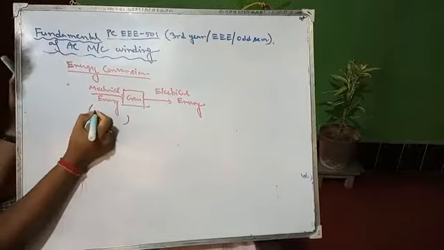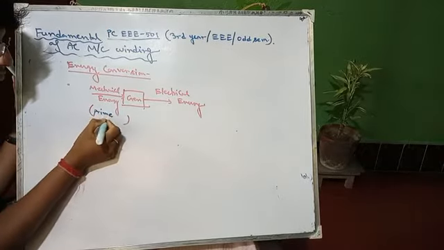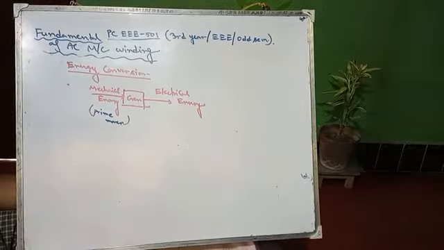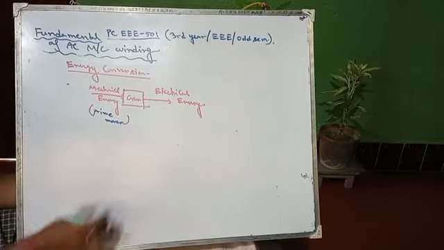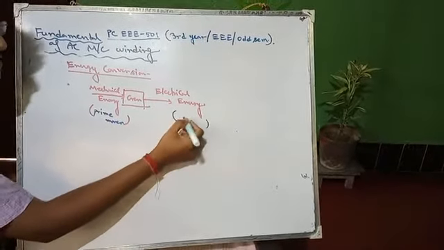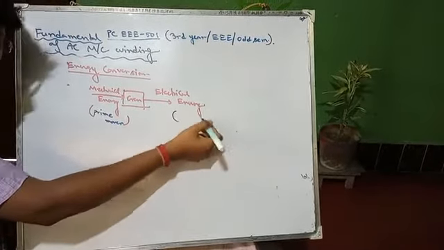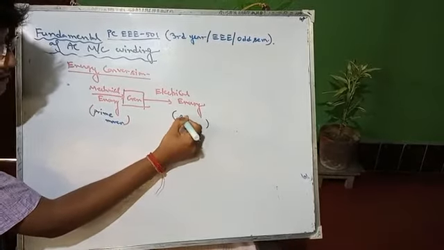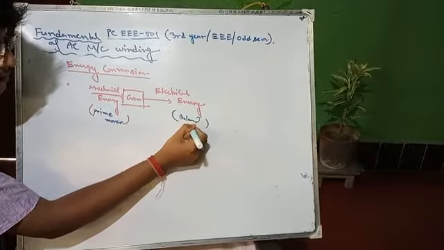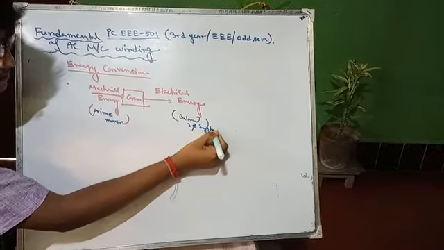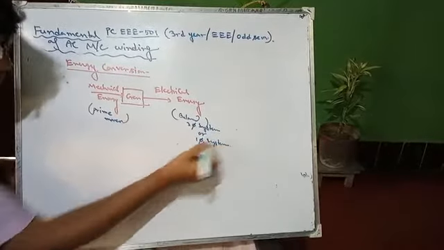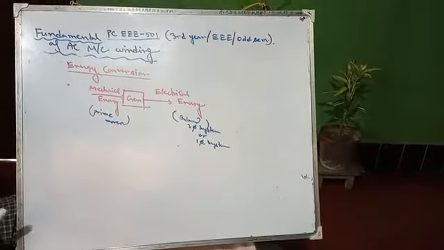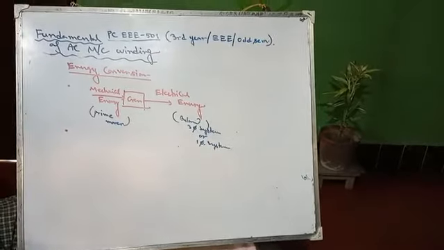Mechanical energy is made by the prime mover. What is a prime mover? It may be a diesel engine, it may be a turbine. These are the prime movers. Okay, and what is electrical energy? Electrical energy is nothing but balanced three phase or balanced single phase. It is a balanced three phase system or single phase system. Okay, so this is the first topic, the energy conversion. Generator converts mechanical energy into electrical energy.